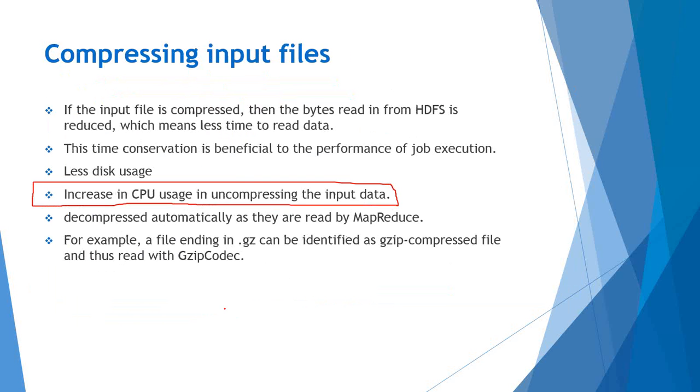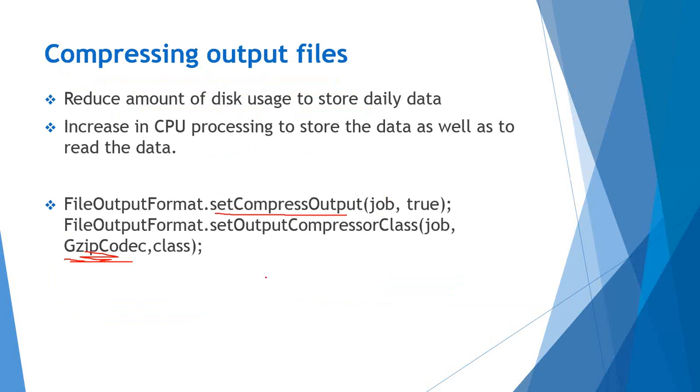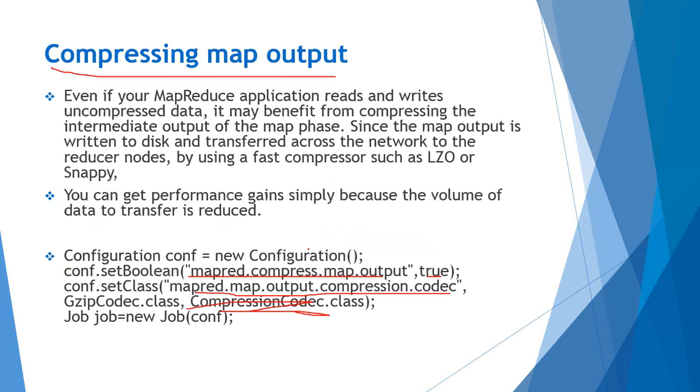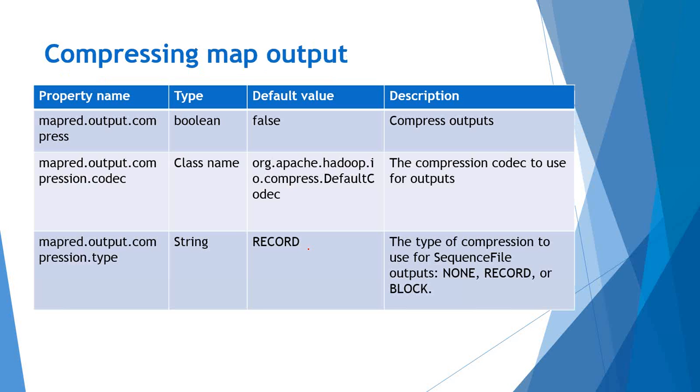For the reader also, I have to just define the same file input format and the compression codec for the input also. The same way I can apply the compression. All I have to do is just set it in the configuration of the job, and everything at the back end will be taken care of for you. We can apply the compression at the record level, we can apply the compression at the block level, or there can be no compression. So we can apply the compression at different levels, record level and block level.